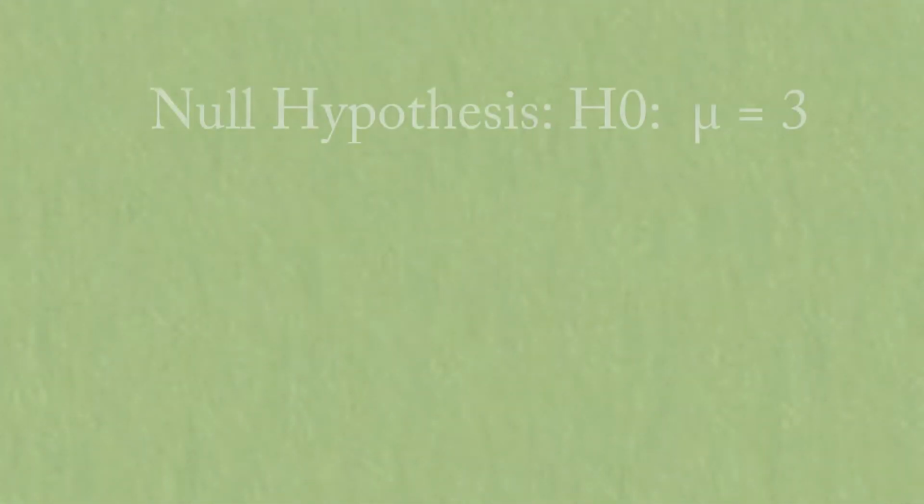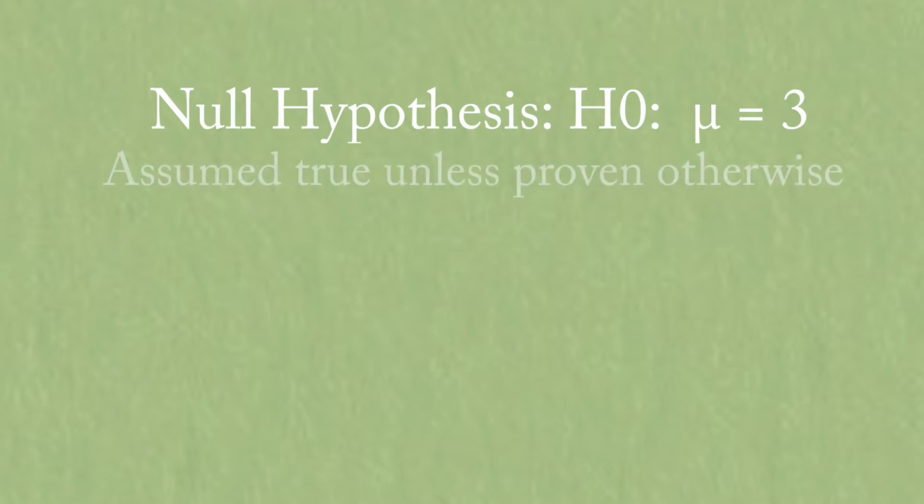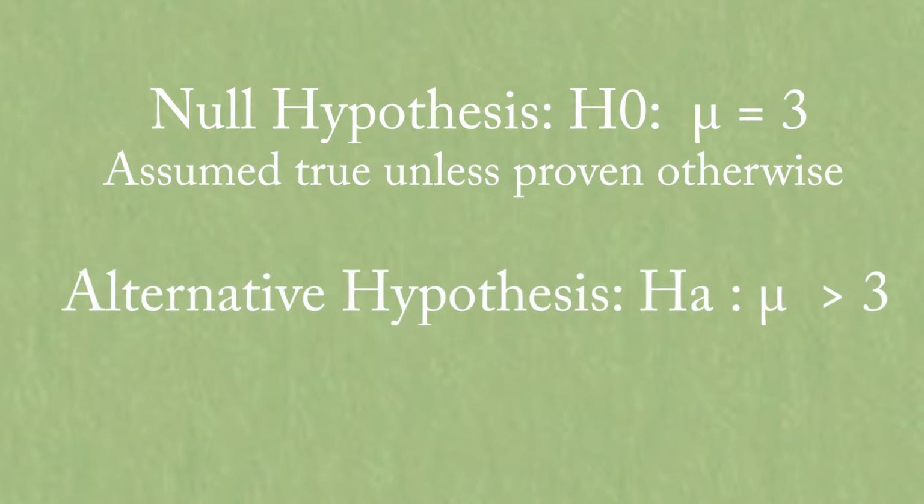Let's put this into proper notation. Our null hypothesis is that the mean, mu, is equal to 3. This is assumed true unless proven otherwise. Our alternative hypothesis is that the new mean after using seeds will be greater than 3. This is at least what we're hoping for.